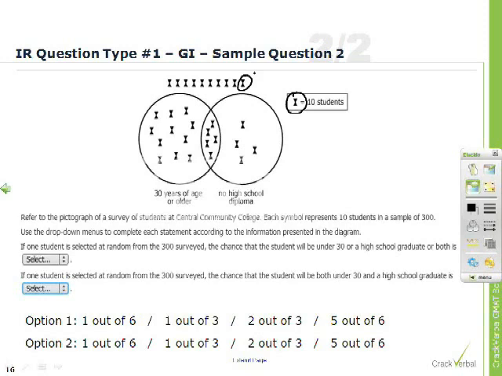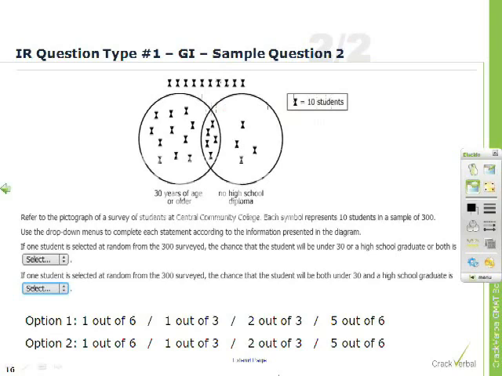So it says if one student is selected at random from the 300 surveyed, the chance that the student will be under 30 or a high school graduate or both, right? So which part of the graph shows students who are under 30? Either a student can be under 30 or over 30. There is no middle ground, right? So which part of the graph depicts the students who are under 30?